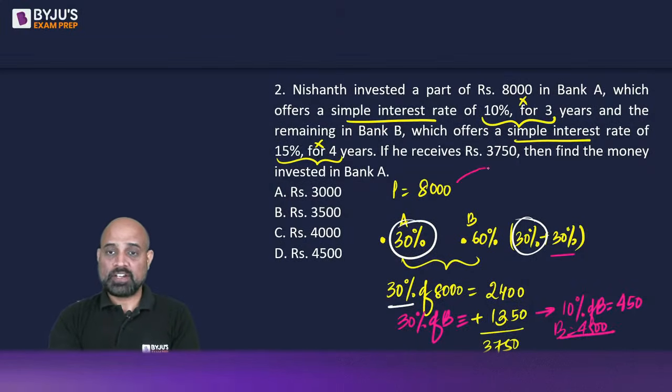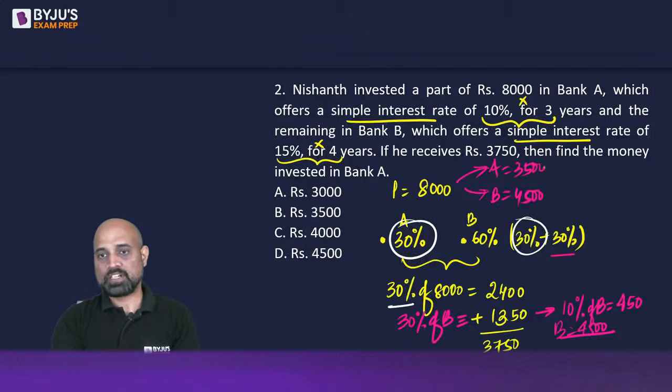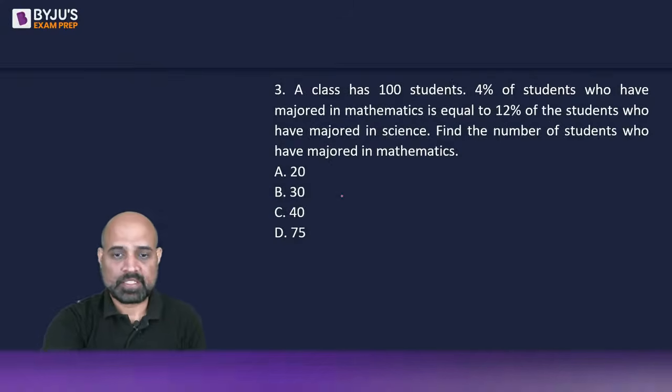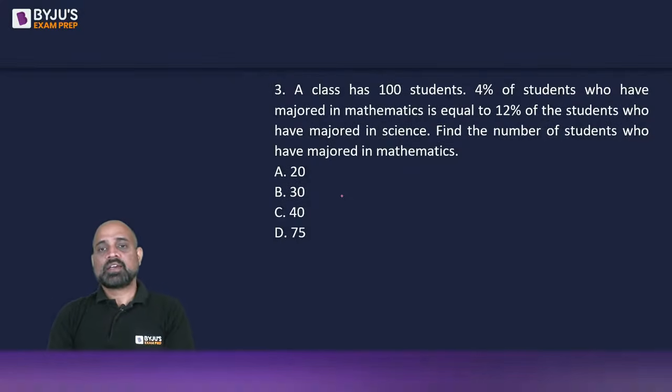Since 4,500 is the B component, so the A component is going to be the leftover 3,500. So 3,500 is your answer. You can see that calculation was involved, but no equation written as such, no variables involved, right? Okay. Next question. A class has 100 students. 4% of the students who have majored in mathematics is equal to 12% of the students who have majored in science. Find the number of students who have majored in mathematics.